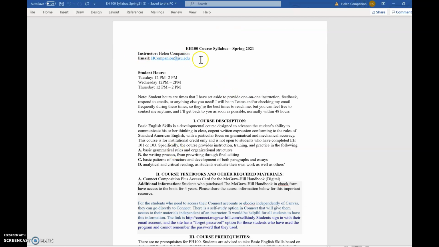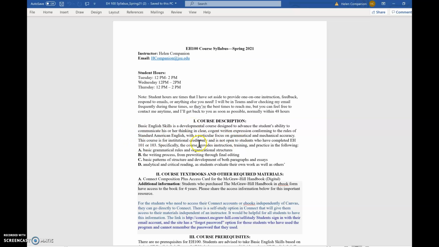My name is at the top along with my email should you need to contact me for any reason. My student hours are Tuesday to Thursday, 12 to 2. These are hours that I have set aside to provide one-on-one instruction, feedback, respond to emails, or anything else you need. I tend to be in Teams during this time and checking my email frequently, so it is the best time to reach me. You can also contact me via email or via the messaging system in Canvas, and I'll respond to you as soon as possible, normally within 48 hours. Give me a little more time on the weekends. I'm not always available then.